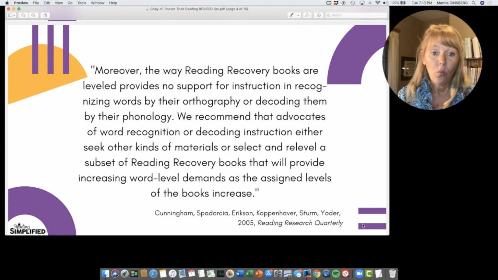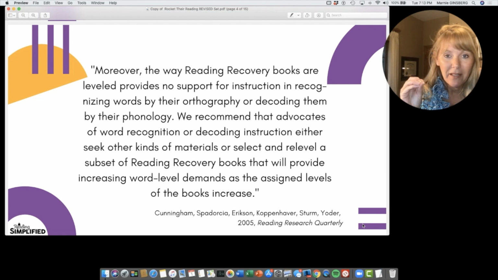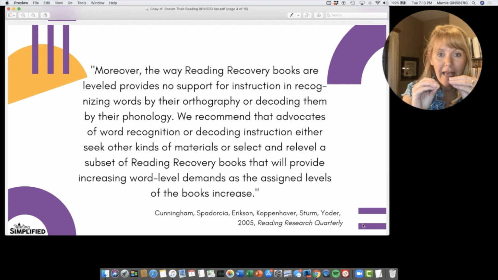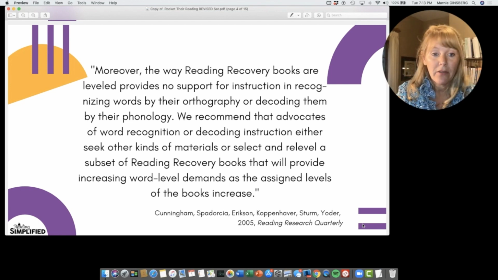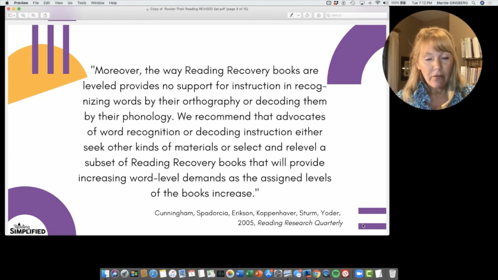But this is one of the comments there. They said, moreover, the way Reading Recovery books are leveled provides no support for instruction in recognizing words by their orthography or their spelling system, or decoding them by their phonology. So looking at spelling structures like orthography or looking at phonology, that is not a systematic leveling within the Reading Recovery text. We recommend that advocates of word recognition or decoding instruction either seek out other kinds of materials or select and re-level a subset of Reading Recovery books that will provide increasing word level demands on the assigned levels of the books as the assigned levels of the books increase.